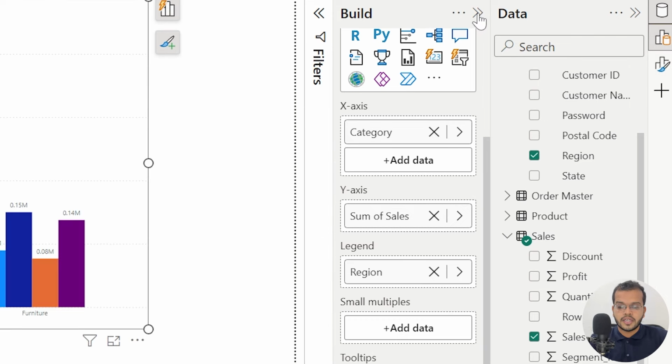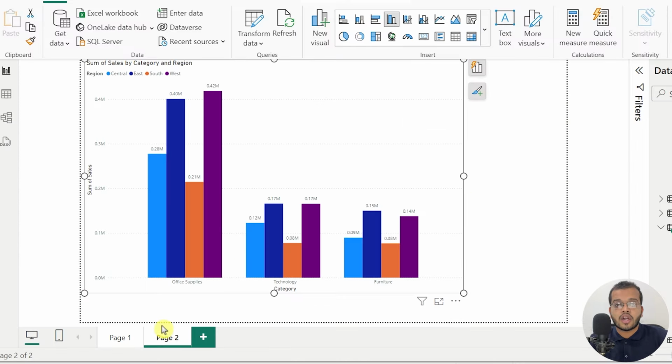Now if you see here, in a clustered column chart, in office supplies, 4 regions are having a separate column. In technology, 4 regions are having separate columns. In furniture also, 4 regions are having separate columns. Just by looking at the chart, we can tell that in office supplies the west region has the maximum sales. In technology both east and west have the highest sales, because the sizes of the columns are big and small depending upon the number of sales.